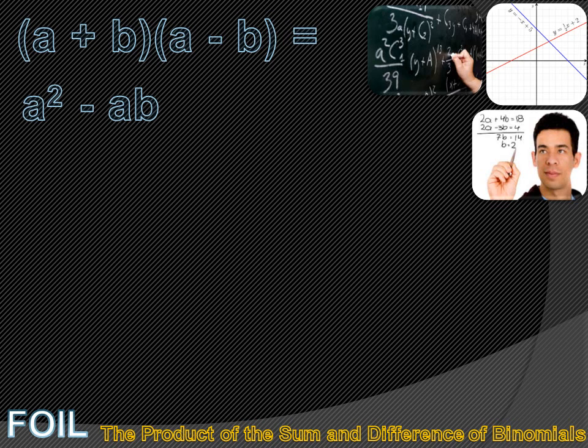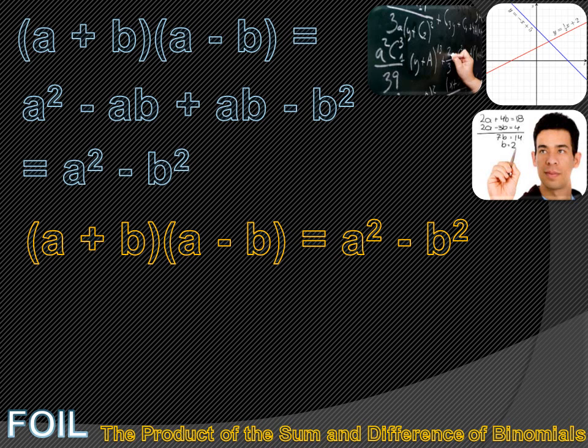So that would give me a squared minus ab plus ab minus b squared. Well, I can see that when I simplify that, my ab's are going to cancel each other out. I got plus ab minus ab. My answer is going to be a squared minus b squared. And that's always going to be your answer when you're multiplying the sum and the difference of binomials. A plus b times a minus b will always equal a squared minus b squared.